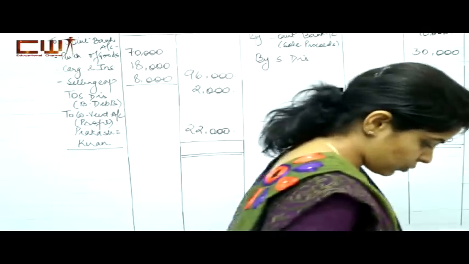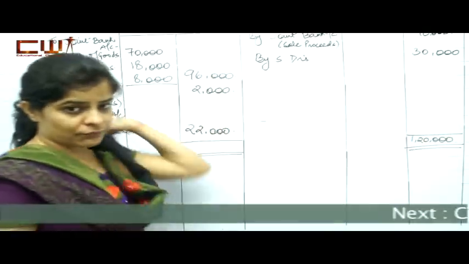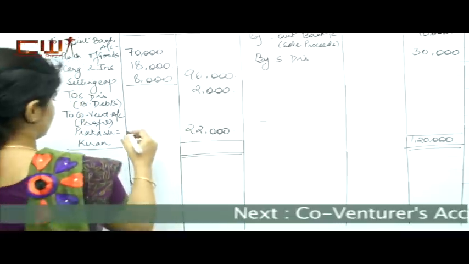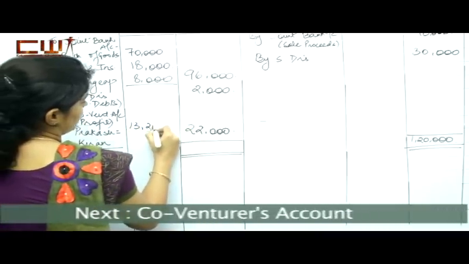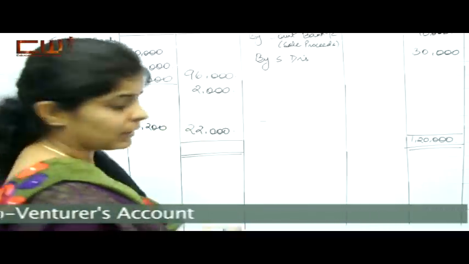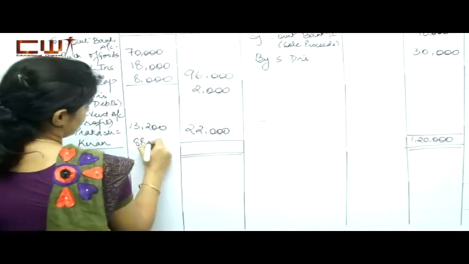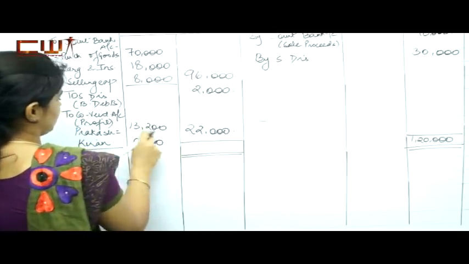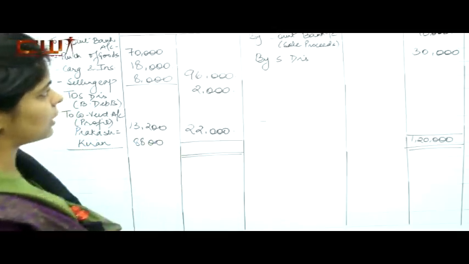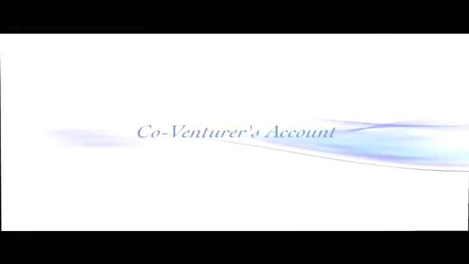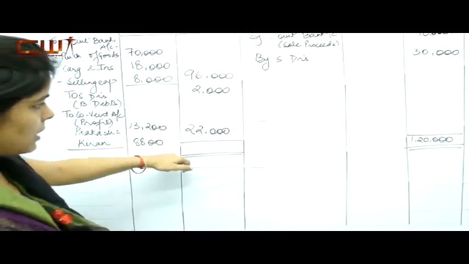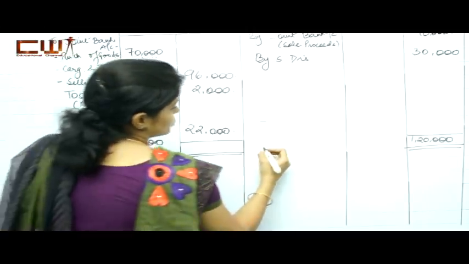When nothing is given, you are going to divide it in the ratio of their capital. So it is being 13,200, and the remaining is 8,800. So profit is being transferred to the co-venturers account. So this is joint venture account. Now here down we will prepare co-venturers account.